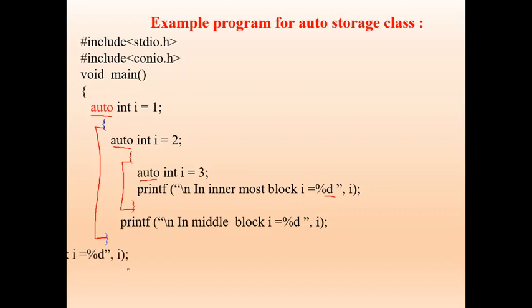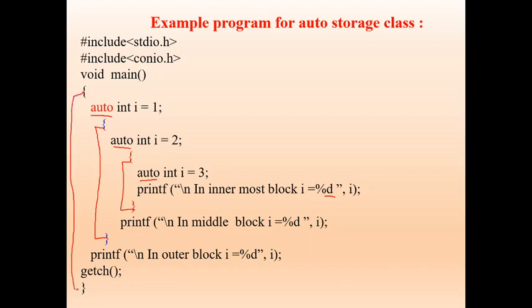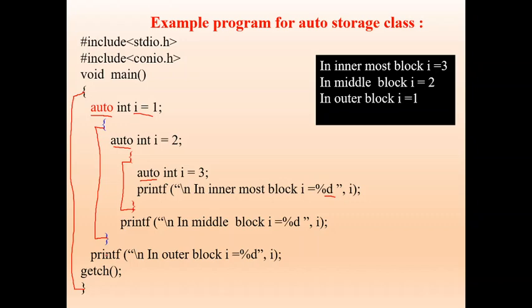Next one. If I give printf i equals percentage d here, what will be the i value? Have a guess. Yes, your guess is right. The i value is 1, because the coverage area of the inner variables is within their blocks. Now you see the output: in the innermost block i is 3, in the middle block i is 2, in the outer block i is 1.